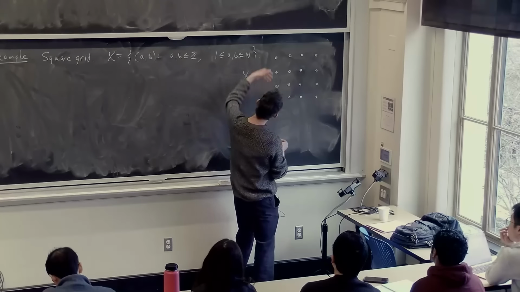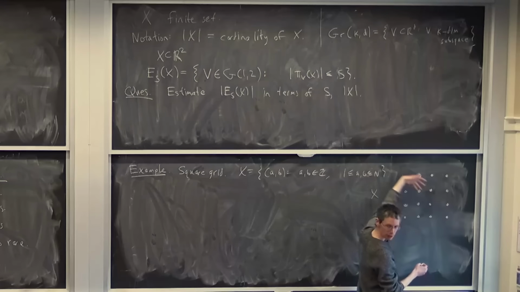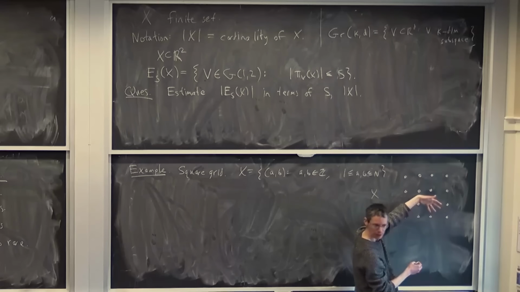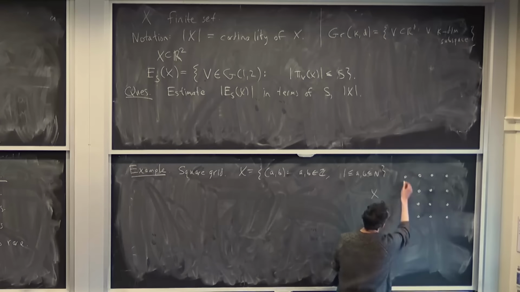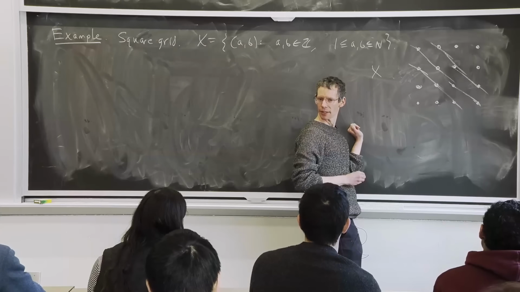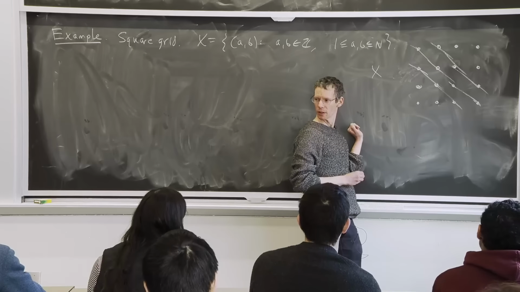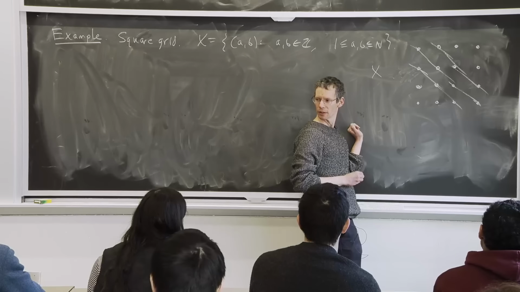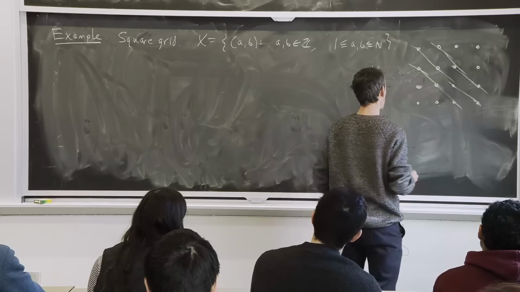If I project it at 45 degrees, I also get rather few points. The fibers of the projection will look like this, and they'll each have many points, and so the projection itself will be pretty small. Are there other angles as well where I could project it and it would be pretty small? Some rational angles. Yeah, some rational angles.